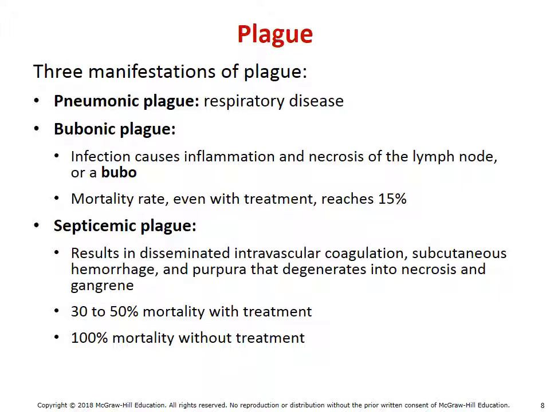Bubonic is going to come from a bite that allows for the pathogen to be entered into that extracellular space. From there, it can jump into the lymphatic system and travel to the lymph nodes, where it causes inflammation and necrosis of the lymph node. We call this a bubo. At this point, again, mortality rate is going to be around 15%, but it's important to understand that this will, if untreated, potentially move to septicemic plague.